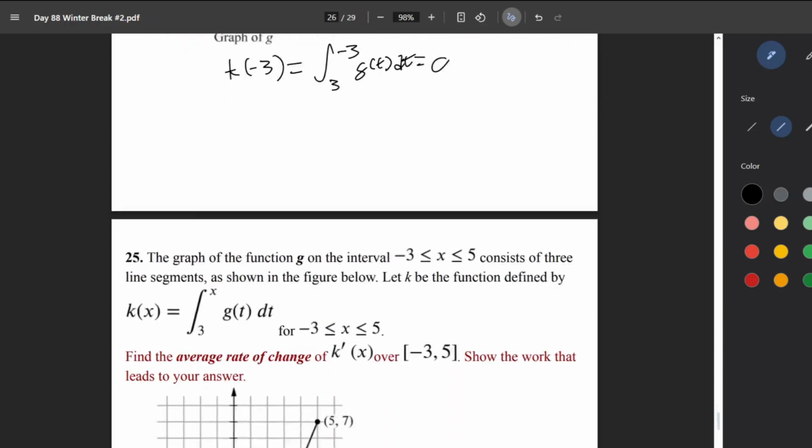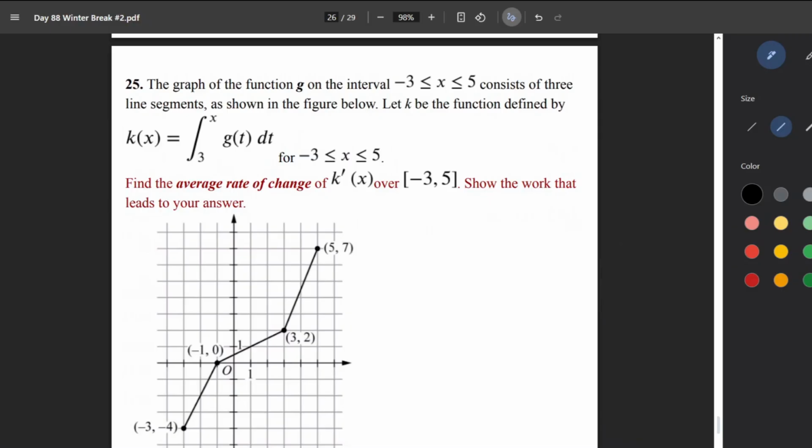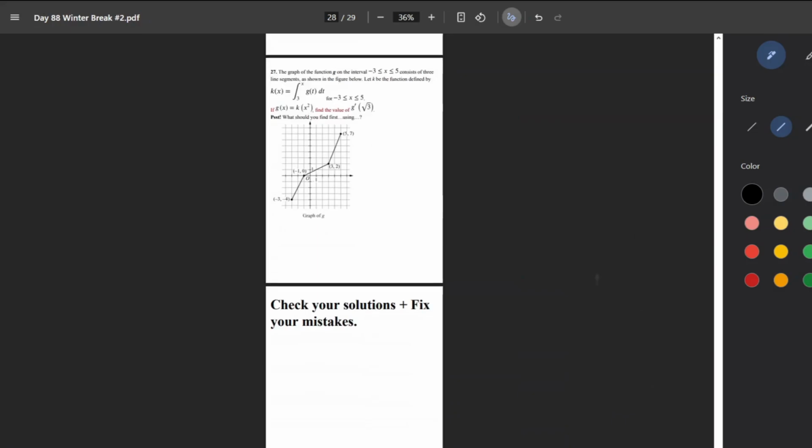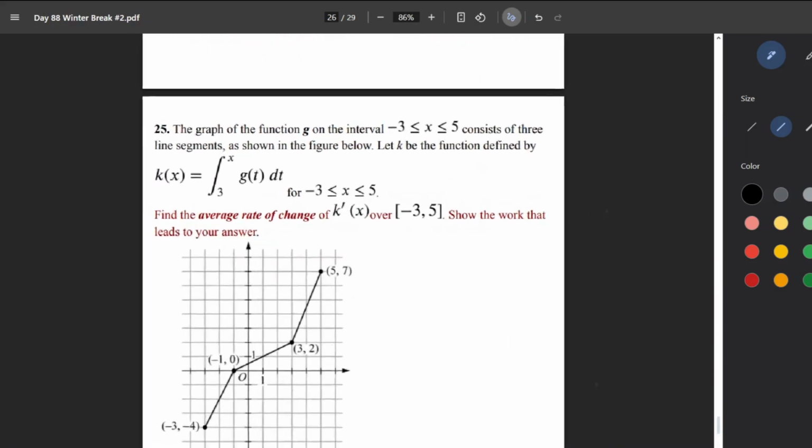Nice. Please let me know if I made any mistakes. Probably did, but you know. Let's see how many pages we have. 3 more, and then I'm home free.